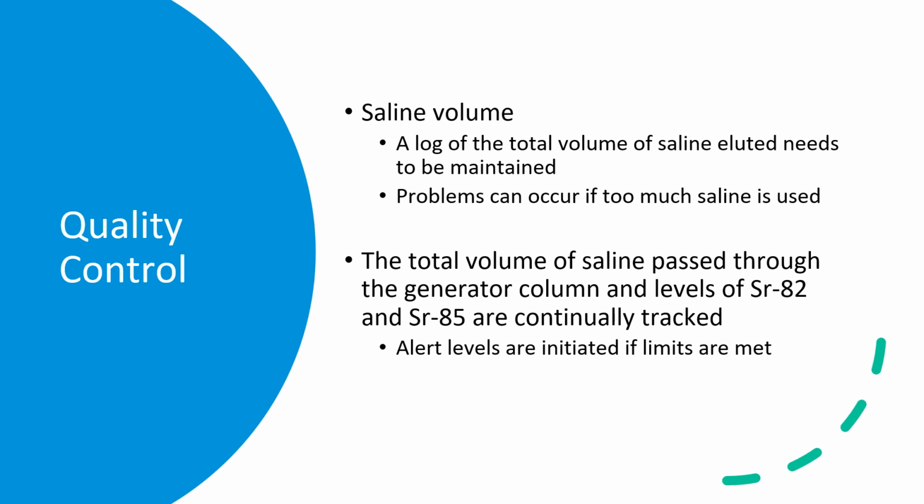The total volume of saline that passed through the generator column and levels of strontium-82 and 85 are continually tracked. And then there are alert limits set for the technologist, and this will initiate action if the limits are met. And that could either be the breakthrough of the strontium or it could be the total volume that's been eluted through the generator.